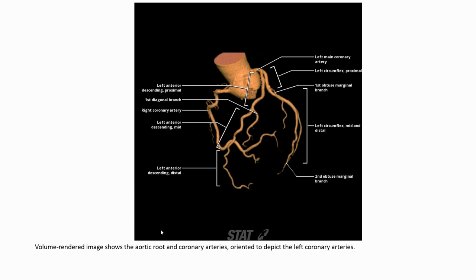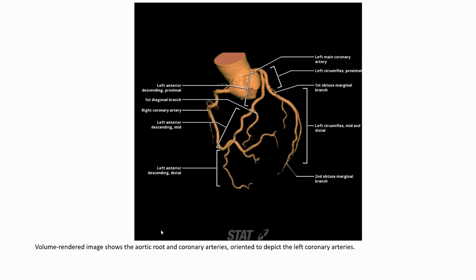This volume render image shows the aortic root and coronary artery oriented to respect the left coronary artery. So on the right hand, at the start of the coronary artery on the left side we call the left main coronary artery. Then it can bifurcate and be divided into left anterior descending proximal, then first diagonal branch, then left anterior descending mid, and then left anterior descending distal.